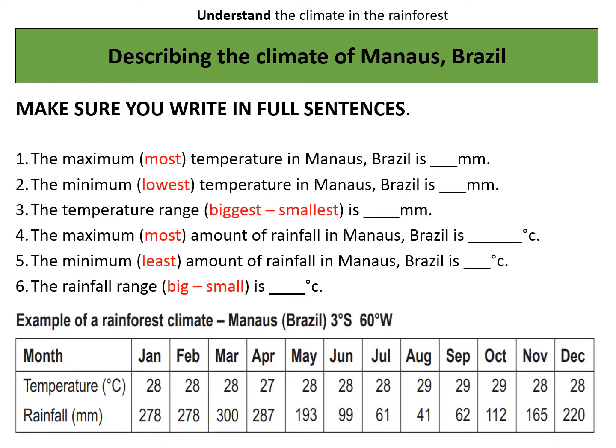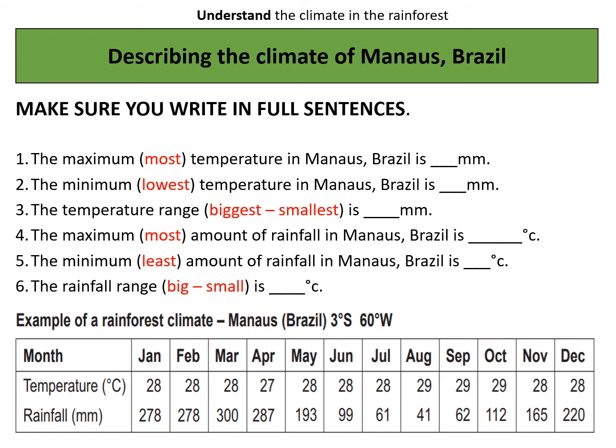Okay, so what we need to do now is describe our climate graph using these sentences. So we can see here, we still have the information about the climate graph, and now we need to pick out the most important things. So question 1 says the maximum temperature in Manaus, Brazil is. So we need to work out what the temperature is.